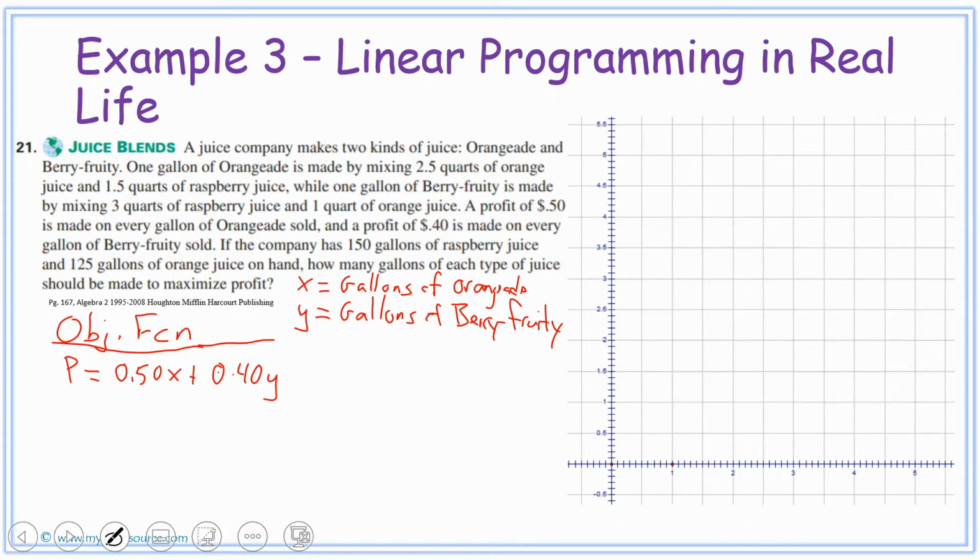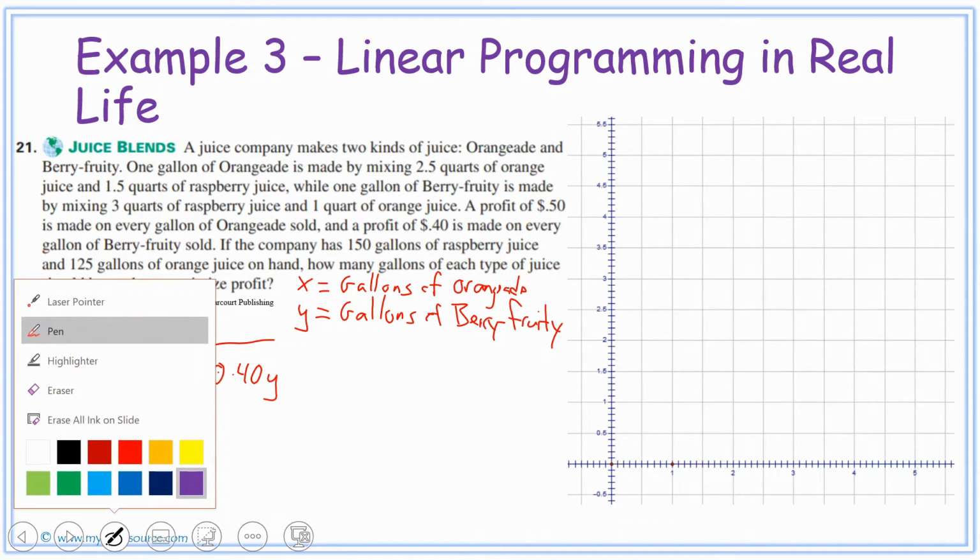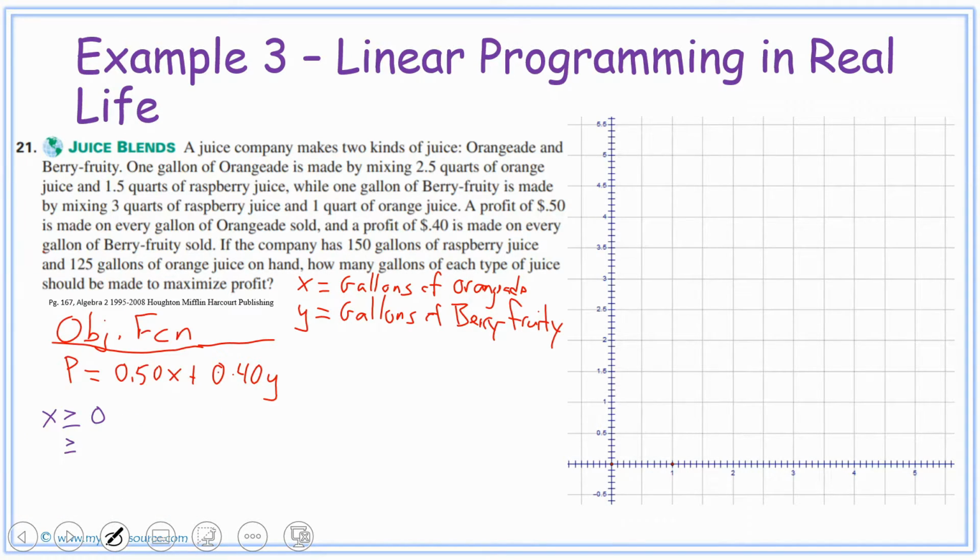And so we can now set up the rest of our inequalities, and I'll change them to a different color. So the first thing we want to know is that we can't be less than or equal to 0, right? So x has to be greater than or equal to 0 and y has to be greater than or equal to 0 because we don't want 0 gallons when we're maximizing profit.